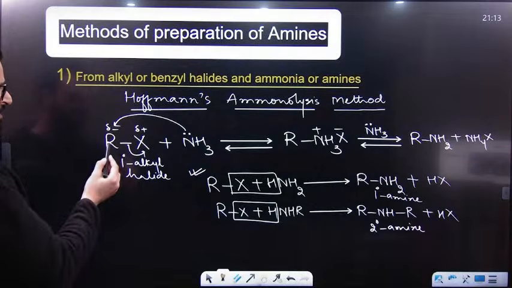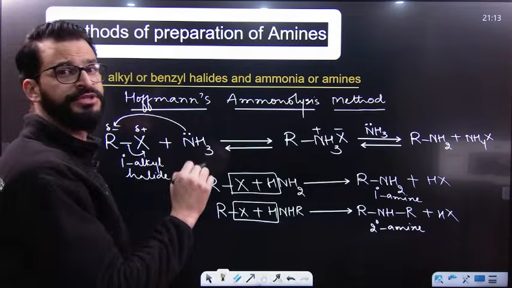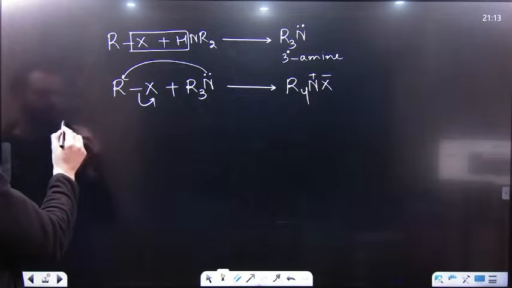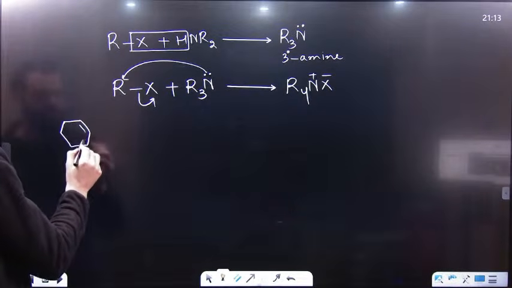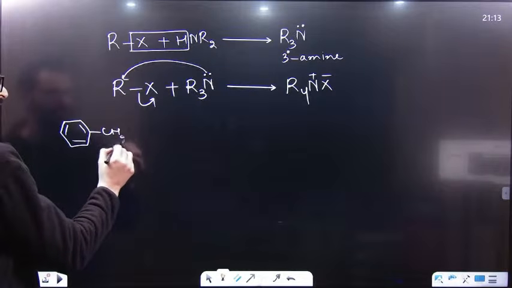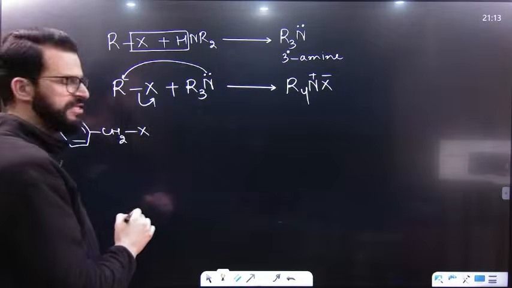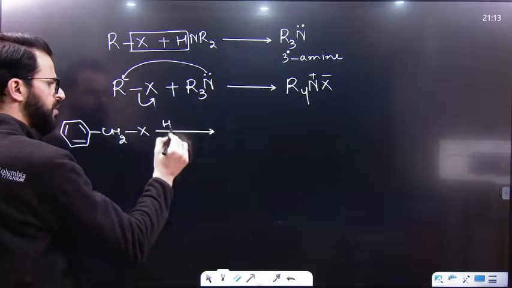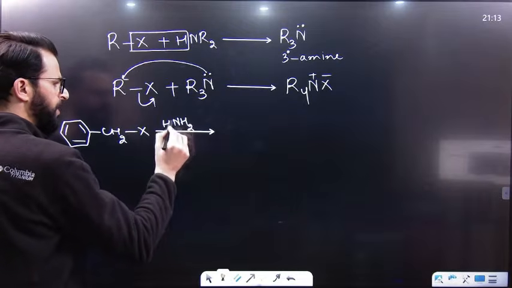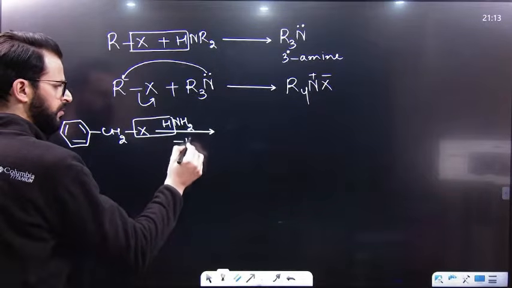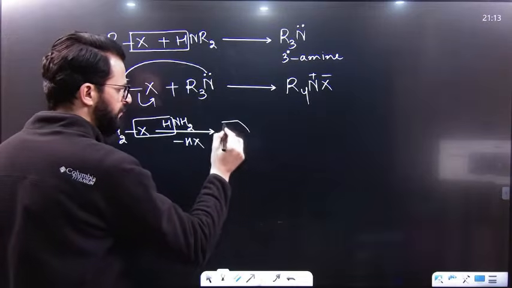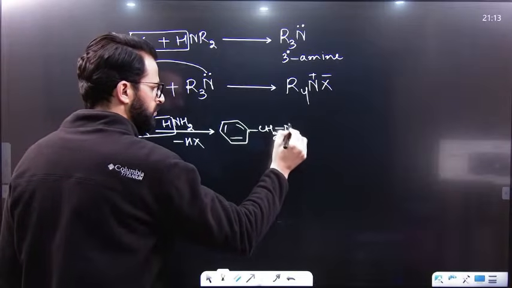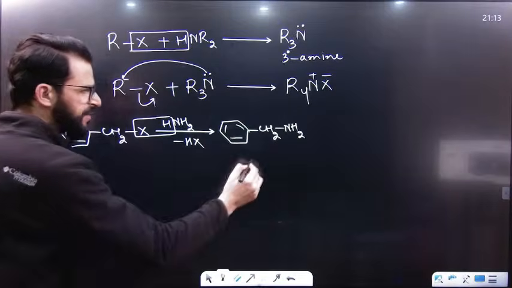Similarly, if this R is not an alkyl group but, say, benzyl, we have a benzyl halide. If this benzyl halide is taken in excess and is treated with ammonia, we will simply lose HX over here and first result in the formation of CH2NH2, that means a primary amine.